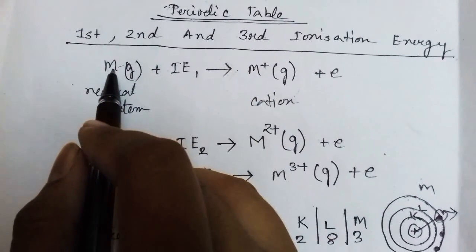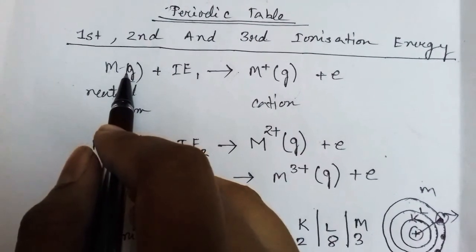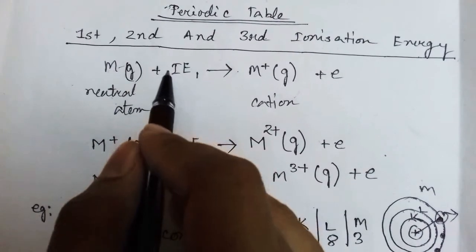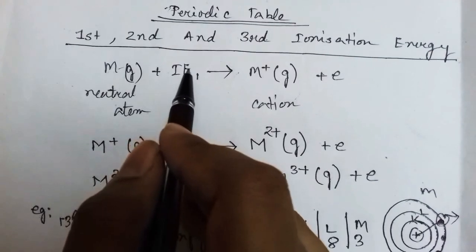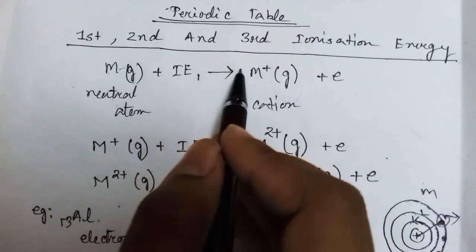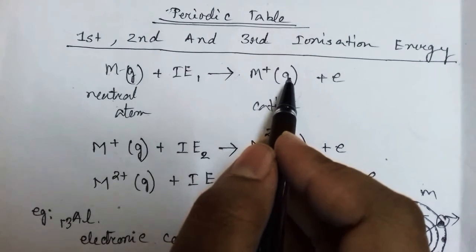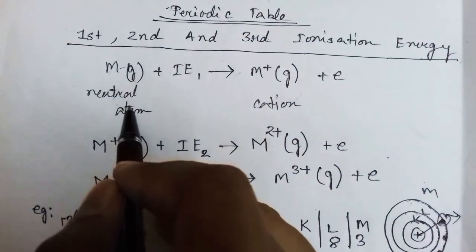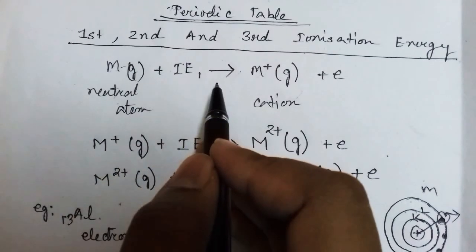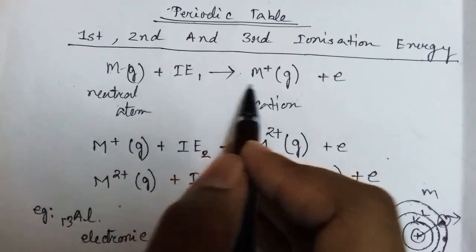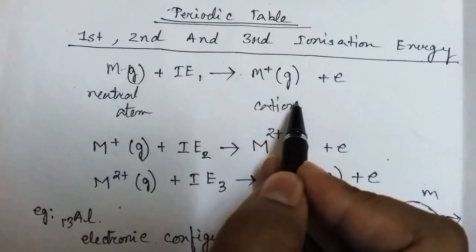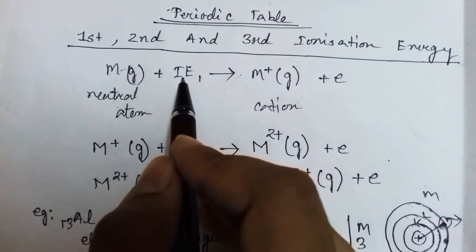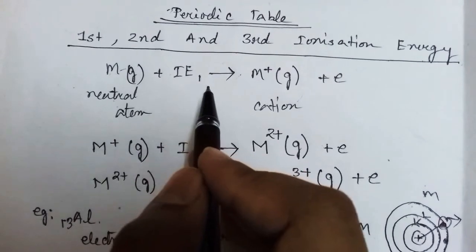So, an element in the gaseous, free state requires some amount of energy to pull off the last electron, and it will become M plus gaseous, that is a unipositive cation. From a neutral atom, removing one electron, it will become a unipositive cation, and the required amount of energy is known as first ionization energy.